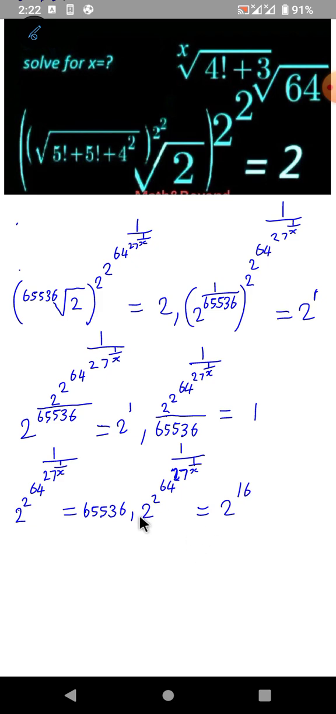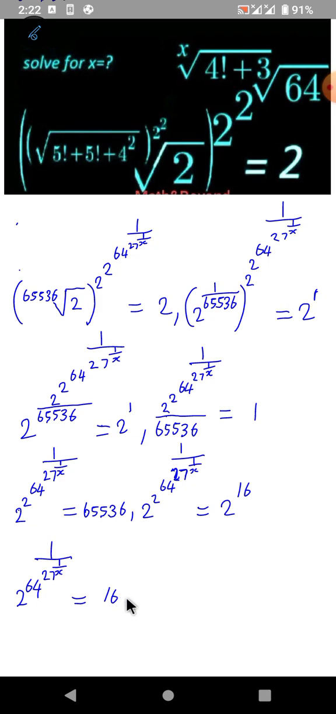Now the base is equal again, so we equate the power. So I'm going to write the power again. So here will become 2 raised to the power of 64 raised to the power of 1 all over 27 raised to the power of 1 over x, all equal to this 16 here. Now we are equating the powers.